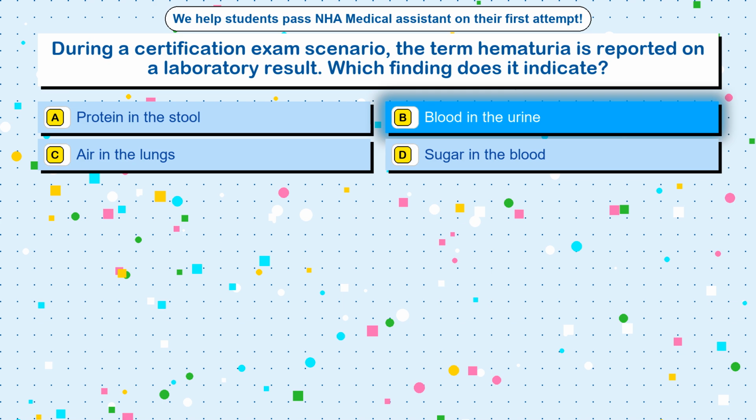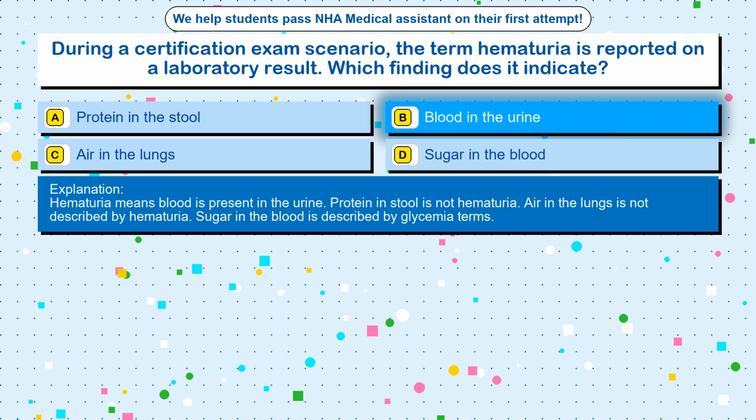The correct answer is option B, blood in the urine. Hematuria means blood is present in the urine. Protein in stool is not hematuria. Air in the lungs is not described by hematuria. Sugar in the blood is described by glycemia terms.